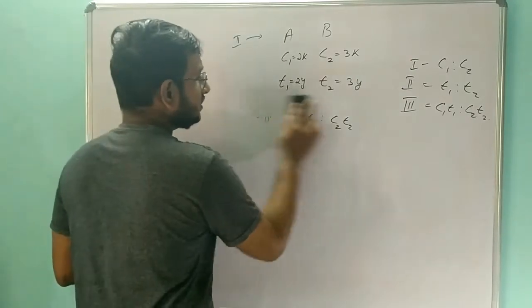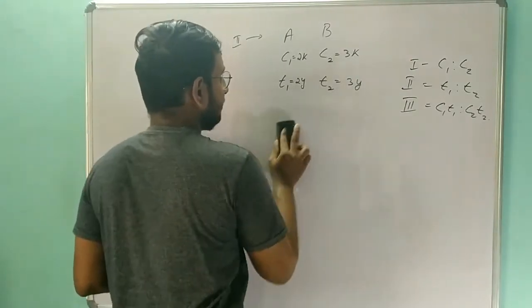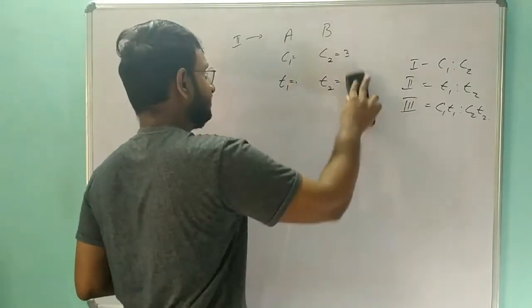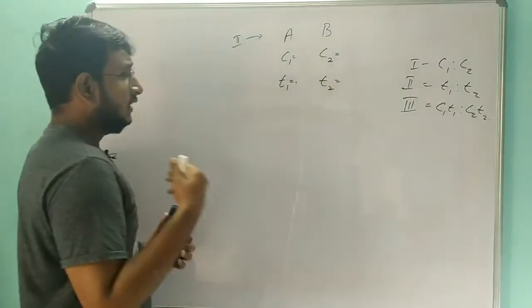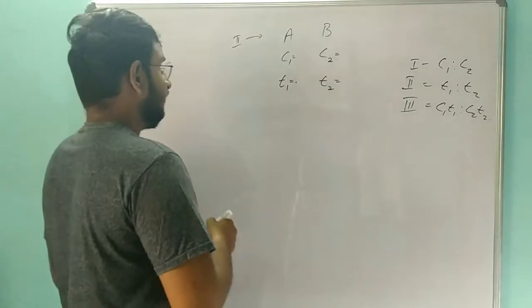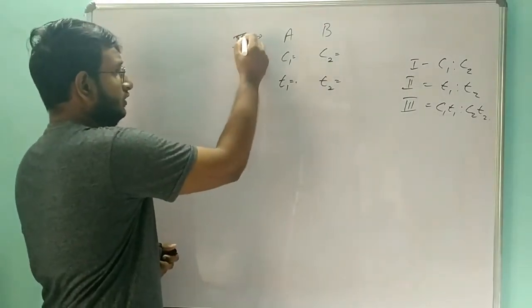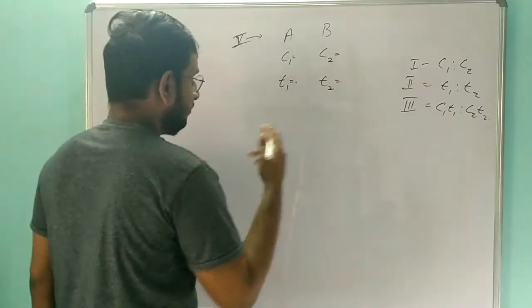Let's move on to the fourth scenario. In the fourth scenario, there will be multiple investments. In that case we use another formula. So this is the fourth scenario, where there will be multiple investments.